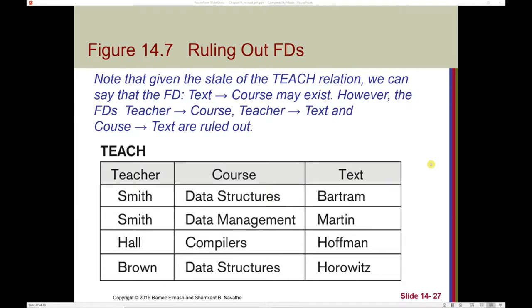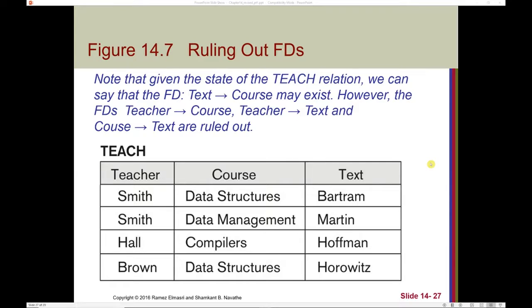Here's an example of how we can rule out such functional dependencies. We look at this teach relation and each of the records in it. We can ask ourselves, if we pick a teacher, does that functionally determine the textbook? Well, if we pick teacher Smith, we can see that for Smith, we have two separate text values, so that is not a function. However, if we pick any text value, we do get a unique teacher. It doesn't matter that Bartram and Martin both determine Smith. Remember that that is actually still a function.